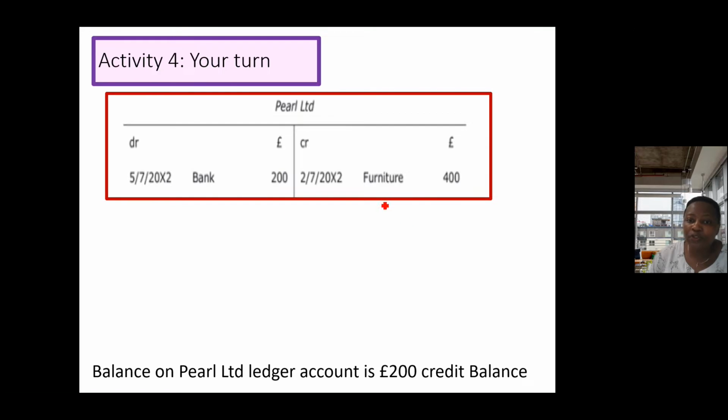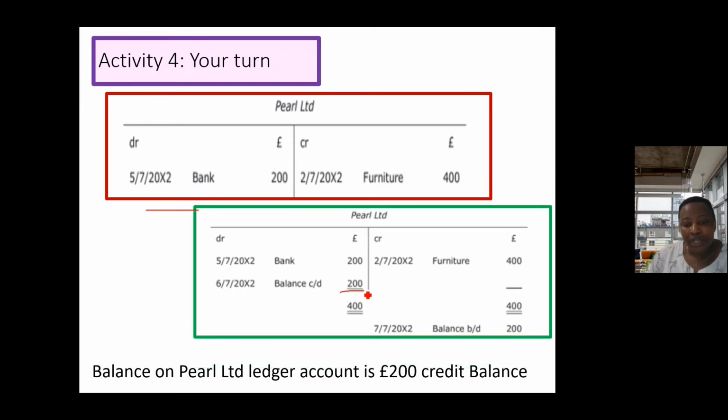200. So whilst we had bought furniture of 400 from this supplier, we had only made a bank transfer of 200 to the supplier. We're still owing this supplier 200. So our balance carried down here would be 200, and it becomes our balance brought down for the period. So we're still owing this supplier 200, which we're carrying over to the next period.